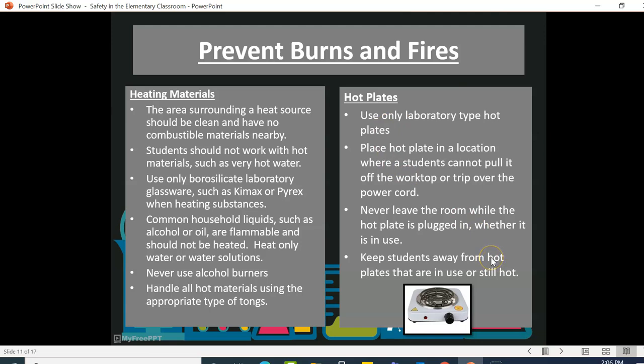Before handling a hot plate, make sure that it's both unplugged and cool. You can check to see if a hot plate is still too hot by placing a few drops of water on the surface. If the water does not evaporate, it should be cool enough to touch.